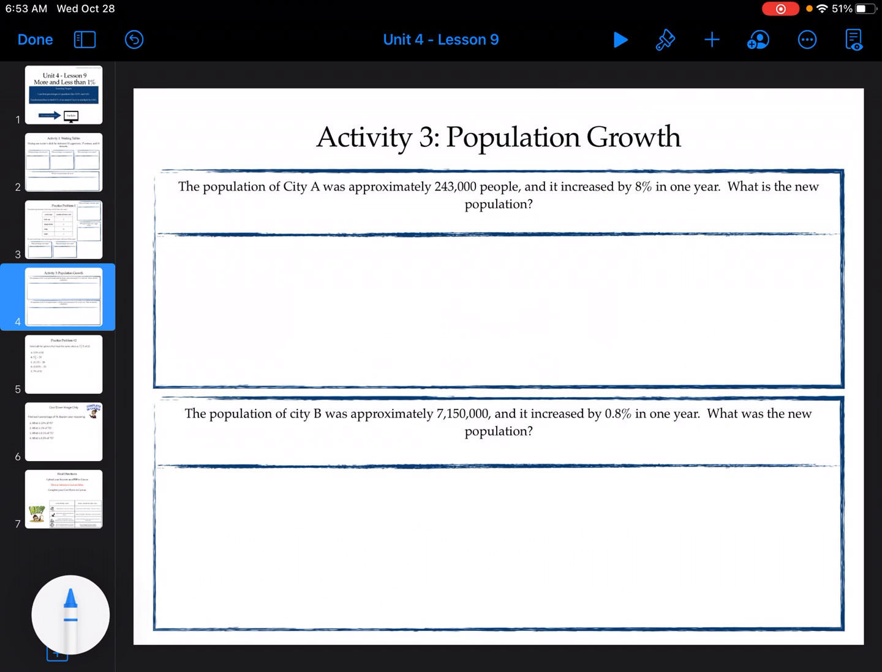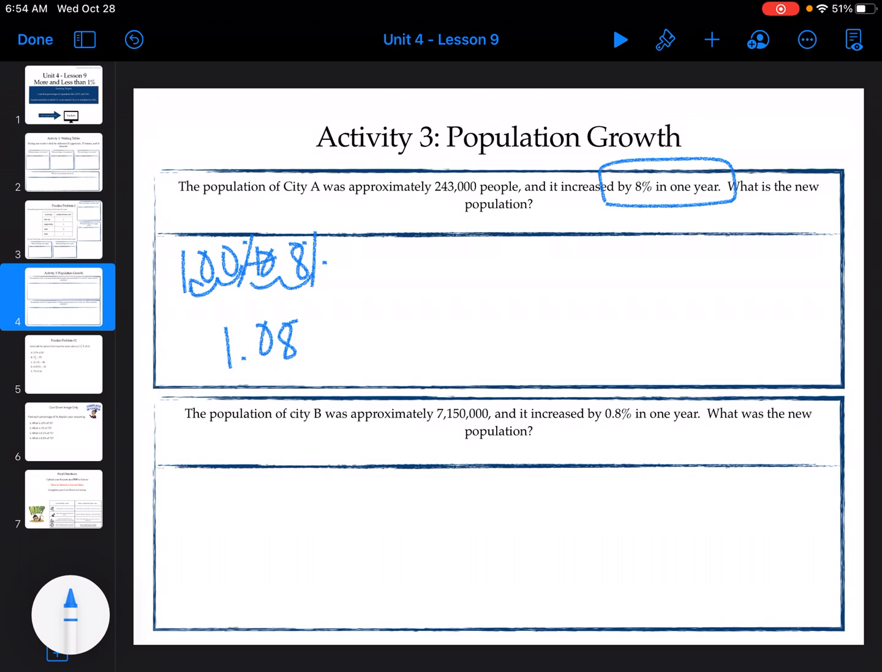The population of City A was approximately 243,000 people. It increased by 8% in 1 year. What is the new population? Well, I want to figure out an increase of 8%, so that would be 100 plus 8. So my equation would be, I have to move that decimal 2 places over.